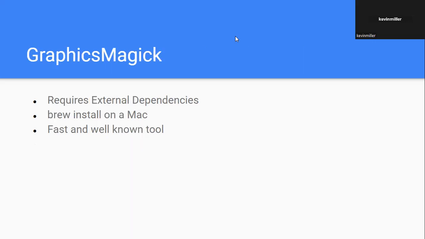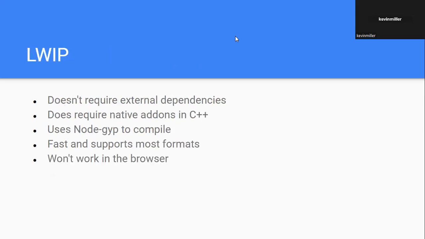So GraphicsMagick requires external dependencies. It's not as simple as just installing a Node module into your application. You also have to make sure that the host machine that's running your Node applications is also running the tool. That can be installed very easily now using brew install on a Mac as an example, or Chocolatey, I guess, on Windows. So it's a very popular tool.